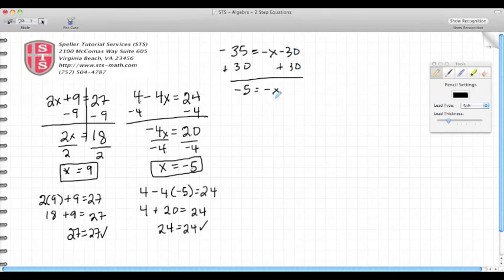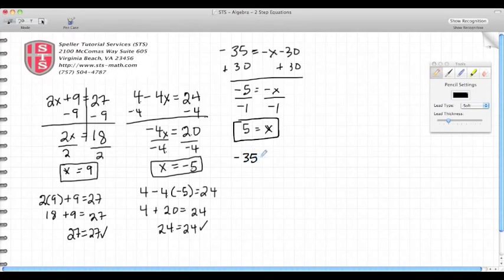Here, our coefficient is negative 1. We cannot have that, so we need to divide both sides by negative 1. Negative divided by negative is a positive, and 5 divided by 1 is 5. Again, negative divided by negative is positive, and x divided by 1 is just x. So here we're saying that x is equal to positive 5.